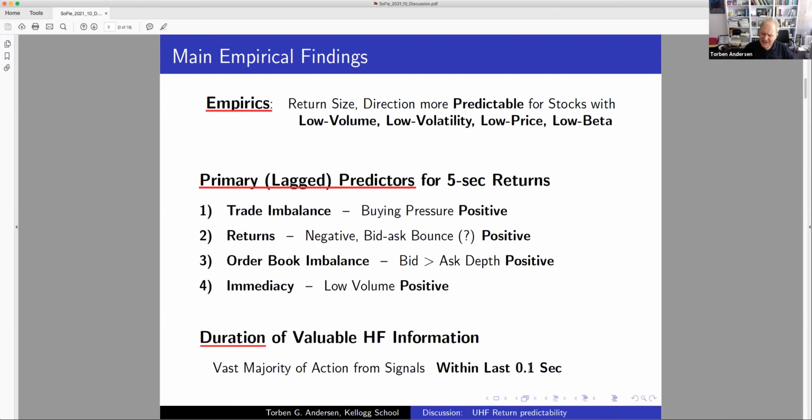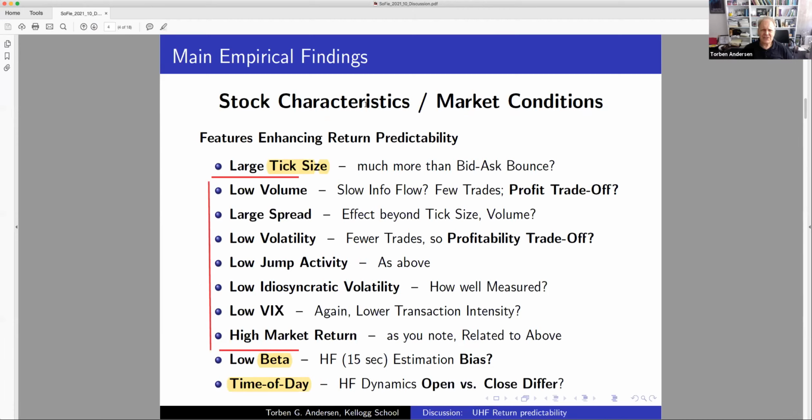Okay, the other aspect of the paper, in terms of a brief characterization of what they find, is that stock characteristics or market conditions do matter for the extent of return predictability. If there's a large tick size, you can more easily predict returns. You wonder again, is that a bid-ask bounce thing that gets larger as the tick size gets larger, because the tick size might be binding, at least at some times. There's a bunch of variables here that are related to this boring aspect I mentioned: low volume, large spread, low volatility, low jump activity, low VIX, and that's correlated with high market return at that point in time. All these boring things, again, make it easier to predict.